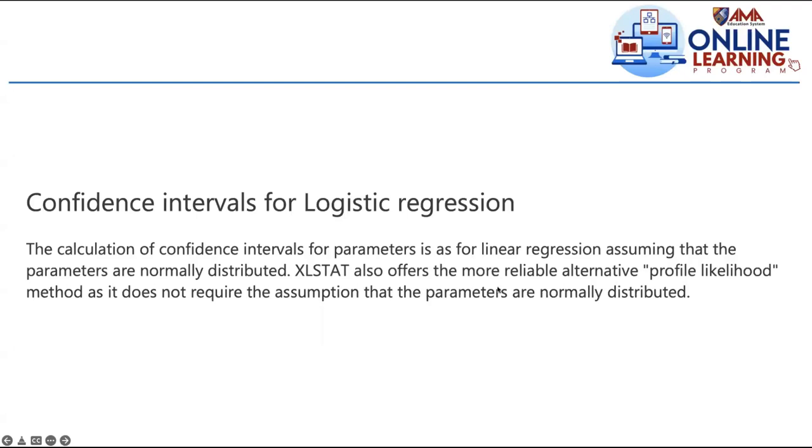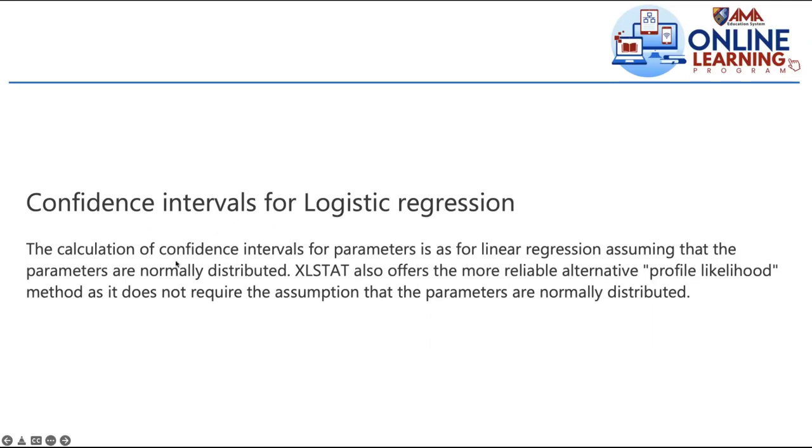The calculation of confidence interval for a parameter is as for linear regression, assuming that the parameters are normally distributed. ExcelStat also offers a more reliable alternative, the profile likelihood method, as it does not require the assumption that the parameters are normally distributed. We did not discuss the confidence interval in the linear regression, because we only used the basic Excel, so we don't see this confidence interval.